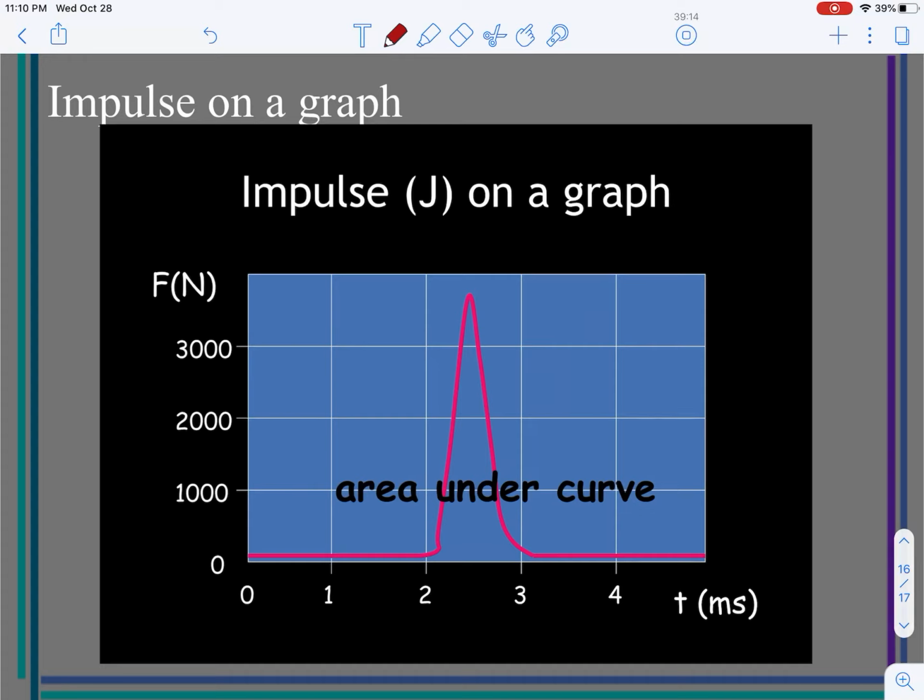So real quickly, you might be wondering, why is there more than one value represented for the force on this graph? Well, technically, upon impact, the force changes as the object comes into contact.